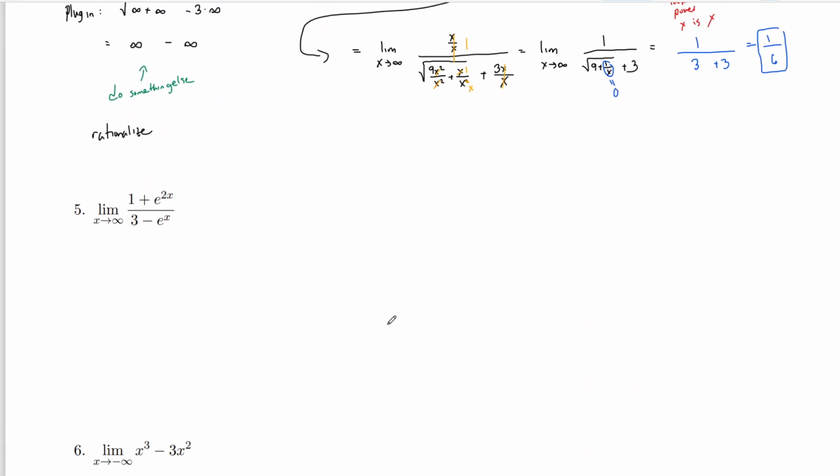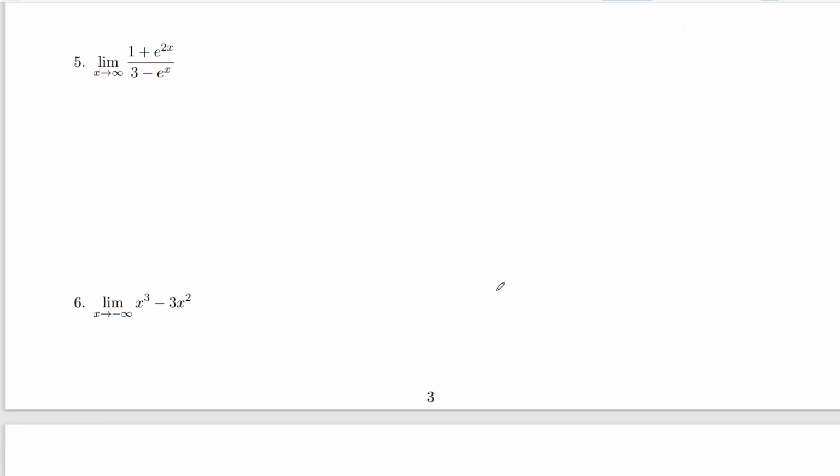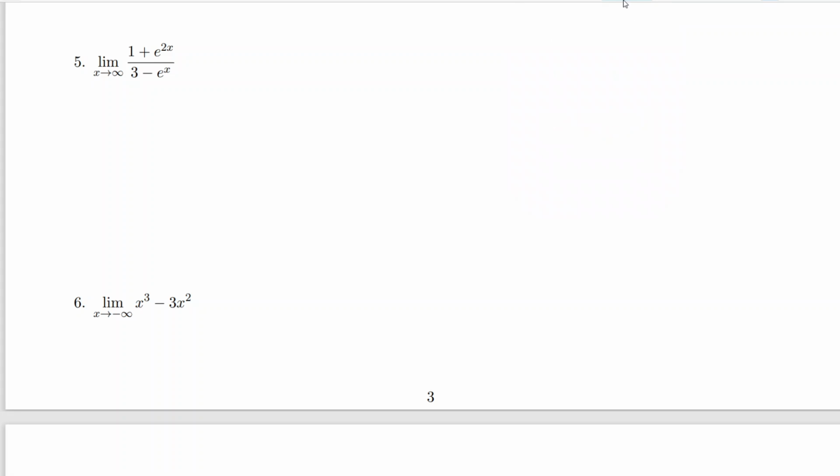All right, number 5 here. This one looks a lot different than maybe the other ones because we have e, but it's not going to be bad at all. We're going to just follow the same general strategy. It says we want to do the limit as x goes to infinity of 1 plus e to the 2x over 3 minus e to the x.